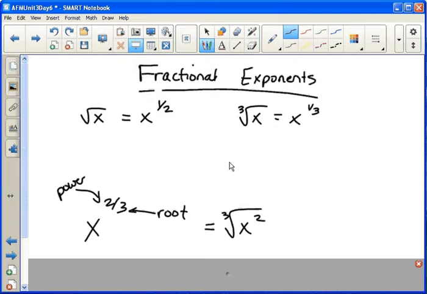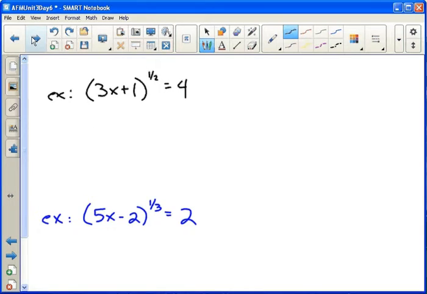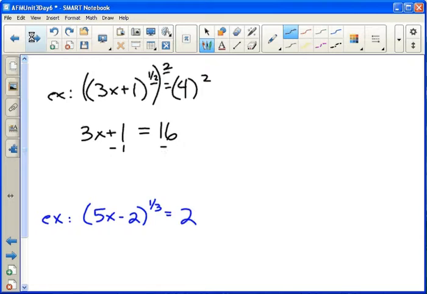The main thing we really want to know how to do, though, is solve equations with those fractional exponents. So we remember here that the 1/2 is the same thing as the square root. So to get rid of that 1/2, we'll square both sides. So the squared cancels out the 1/2 and just leaves you with 3x plus 1, and then 4 squared is 16. You subtract 1 from both sides, get 3x equals 15. Divide both sides by 3 and you get x equals 5.